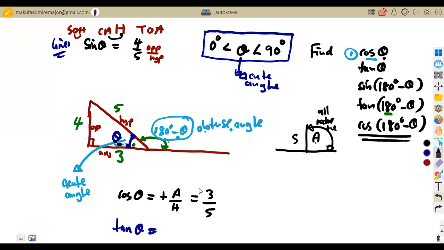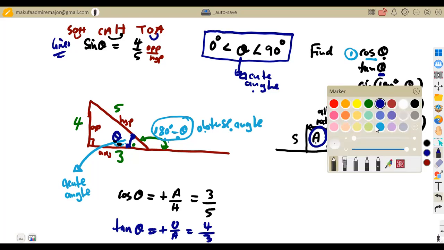What about tan theta? We are also representing theta being acute, and for all acute angles, they are going to be positive. So this one is going to be positive of opposite over the adjacent in this case. So the opposite according to this angle is 4, over the adjacent, which is 3.